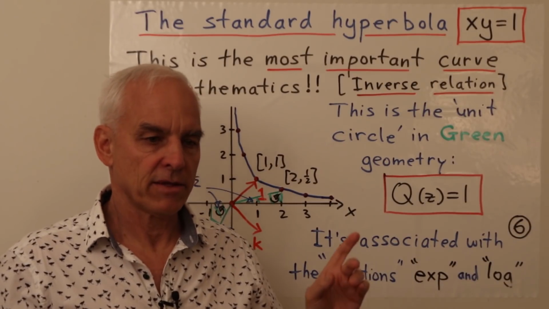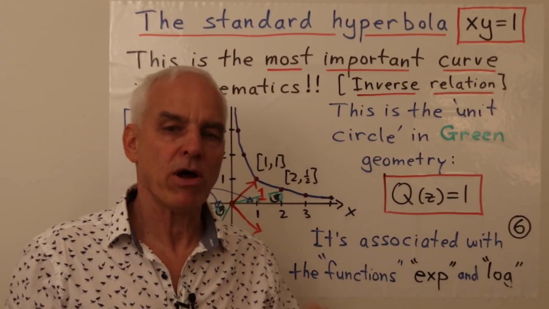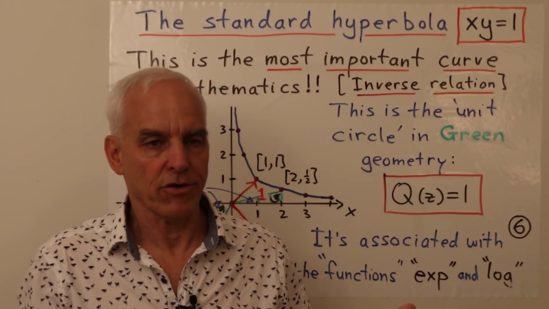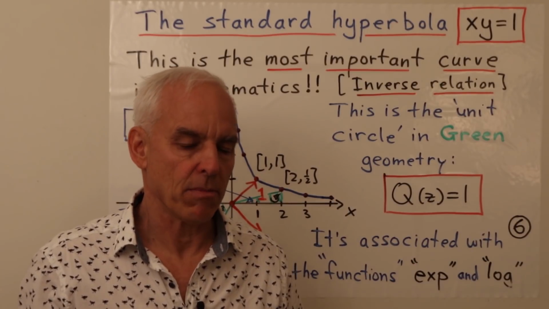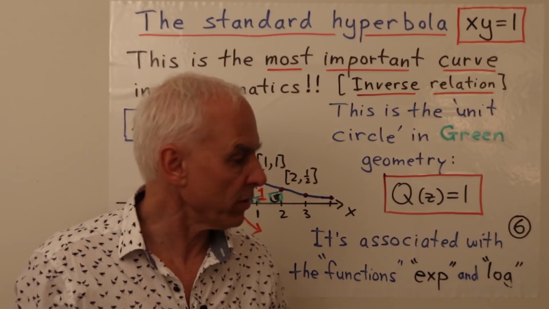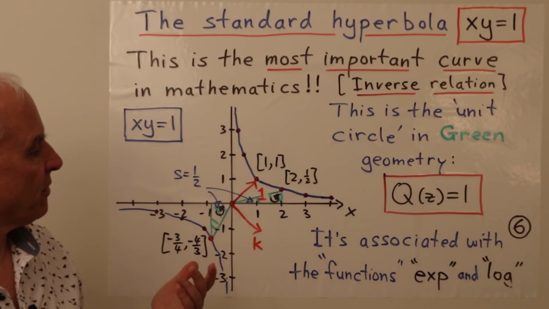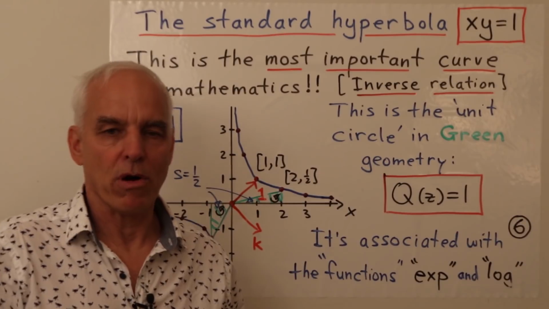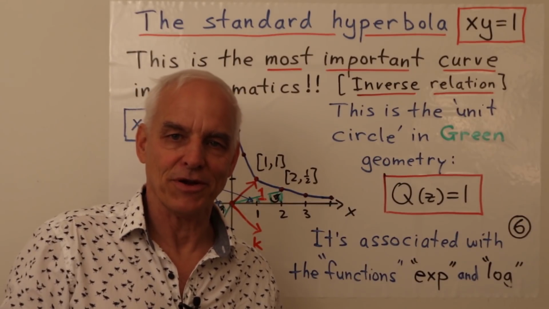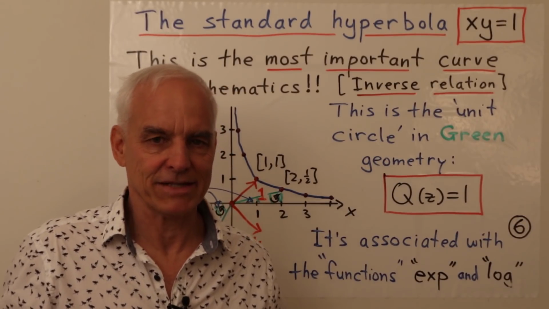It turns out that the standard hyperbola is somewhat more important than the unit circle, although it's arguable, but I think as we go through the courses, it'll become clearer that this is more important. And it's related to the fact that the exponential and the log functions are really ultimately more important than the circular functions or the hyperbolic functions. That's just the way things are.